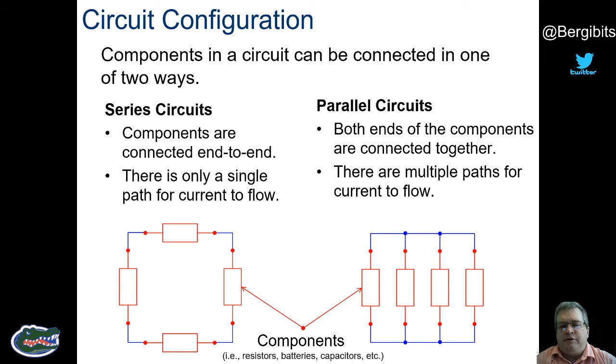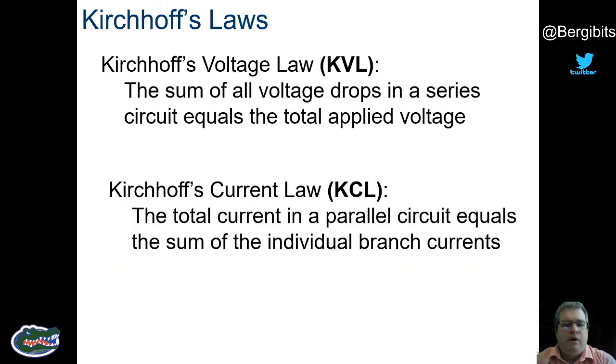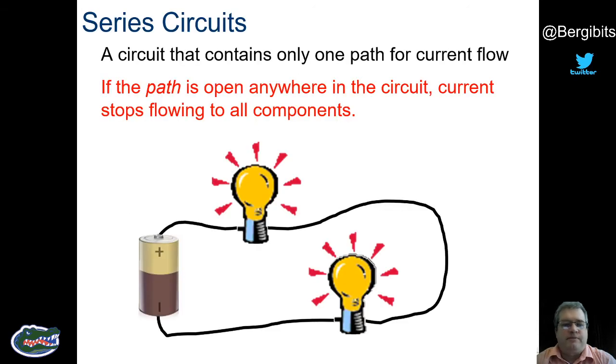With parallel, both ends of the components are connected together. Multiple paths for current to flow. Series, only one path for current to flow. Kirchhoff's voltage law, KVL: the sum of all voltage drops in a series circuit equals the total applied voltage. Kirchhoff's current law, KCL: total current of a parallel circuit equals the sum of the individual branch currents.